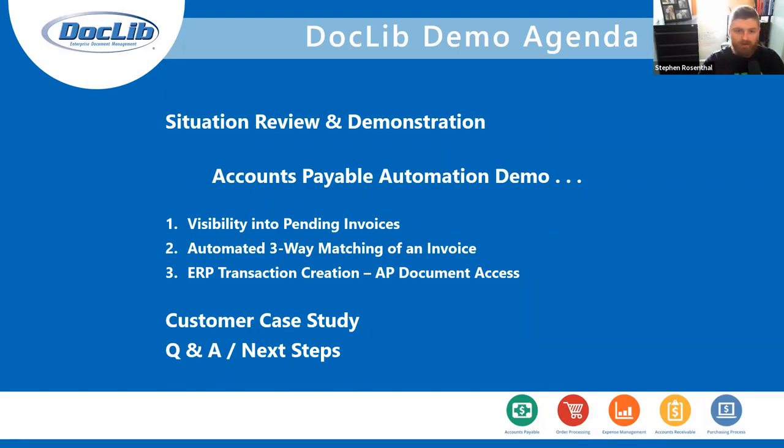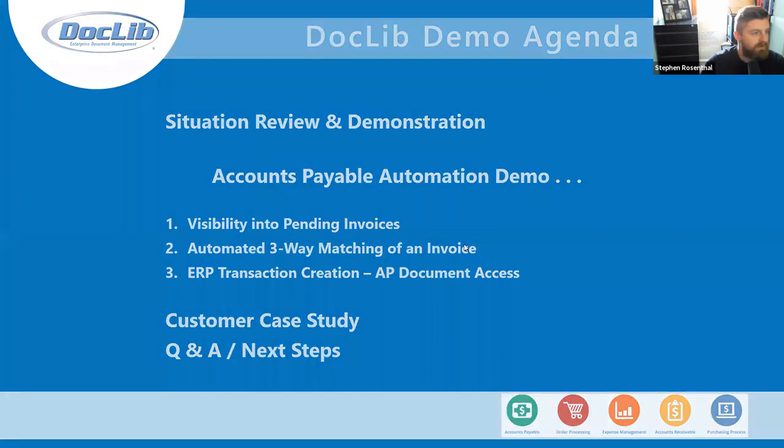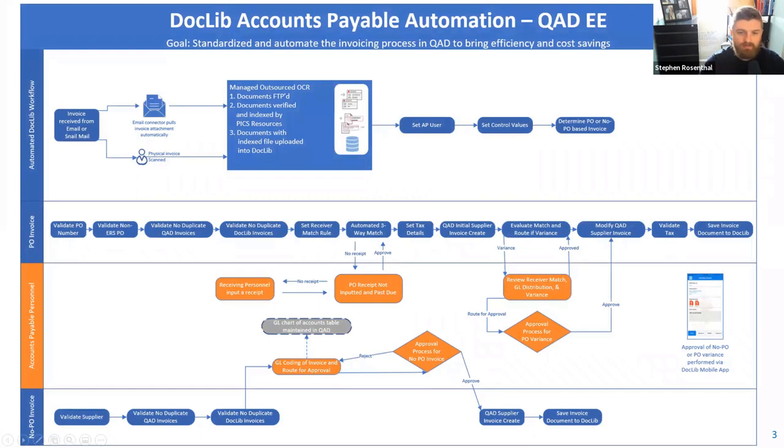But for the demo here today, what I'm going to be doing is flip-flopping between our general diagram of AP automation. The workflow diagram that you see in front of you is a simplified version of what our out of the box DocLib AP workflows do. And as I mentioned, what we'll be focused on for this quick video is the QAD ERP system. That's where we have most of our customers utilizing that ERP system.